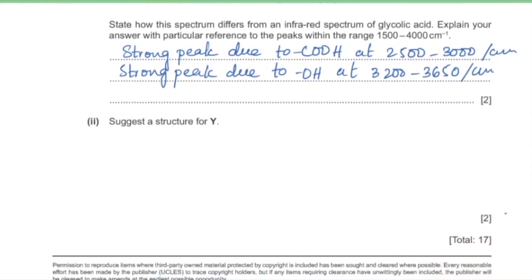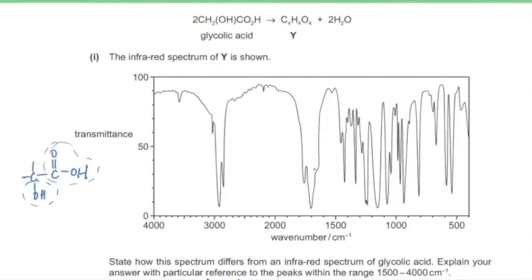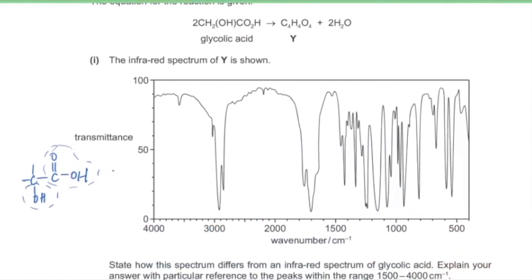Now suggest a structure for Y. If you look at the infrared spectrum of Y, there is no strong peak here at 3200 to 3650 per centimeter, which means that Y has lost this primary alcohol group. Now glycolic acid has a primary alcohol group and a carboxylic acid group that must have reacted among themselves in the presence of H2SO4, as it is stated right over here that glycolic acid is heated in the presence of sulfuric acid. They must be reacting among themselves in the presence of that catalyst.